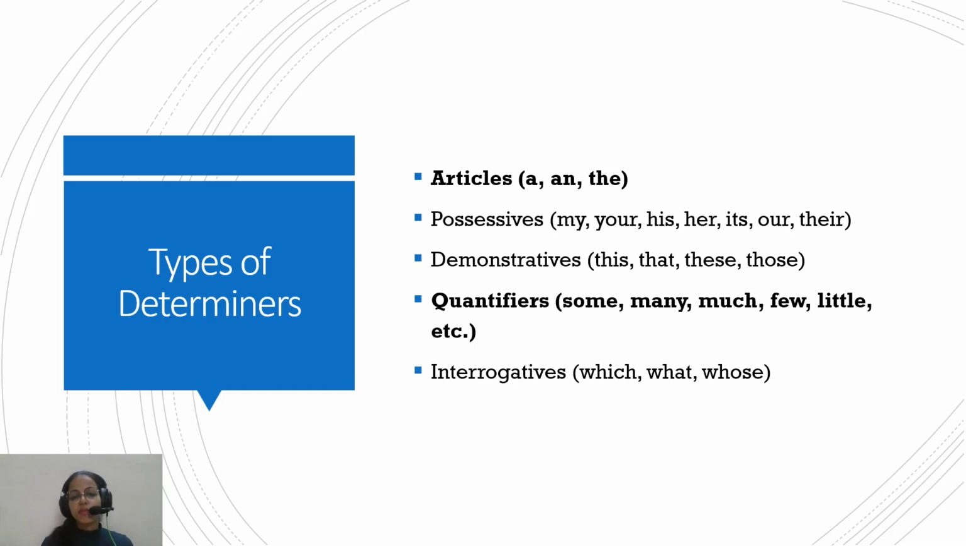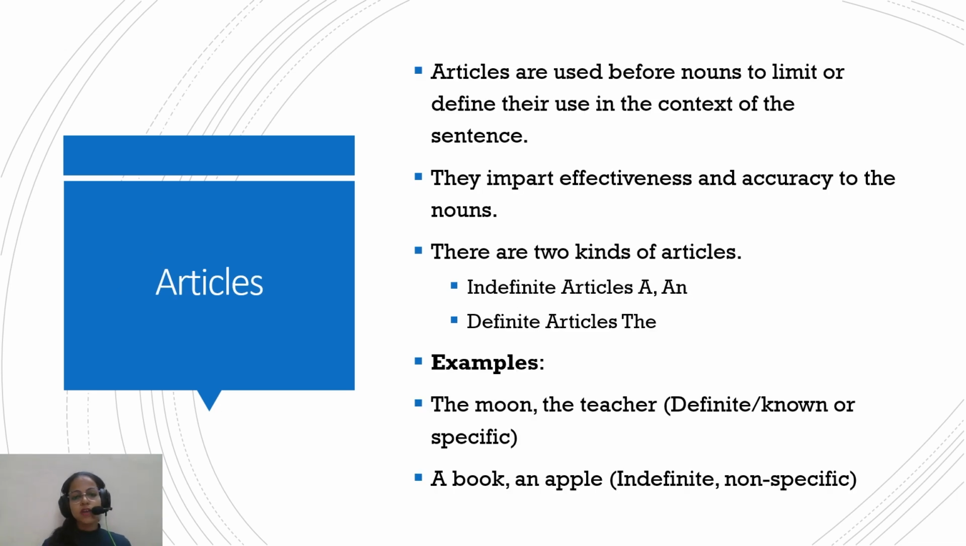Demonstratives give you a direction or a position. So this, that, these, those, these are the demonstratives. Interrogatives help us ask questions. So which, what, whose, these are all determiners. Now let's start with the first type, that is articles.